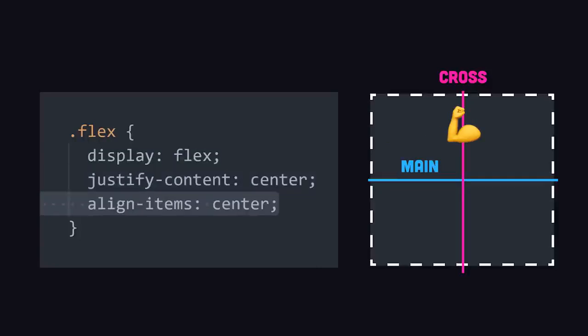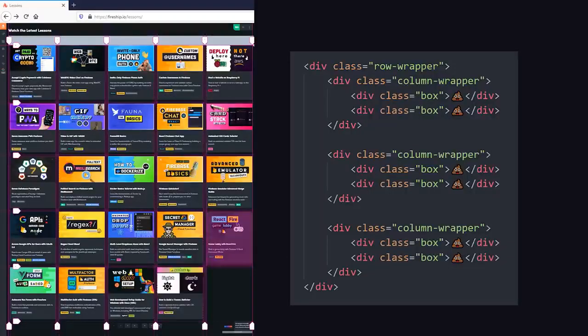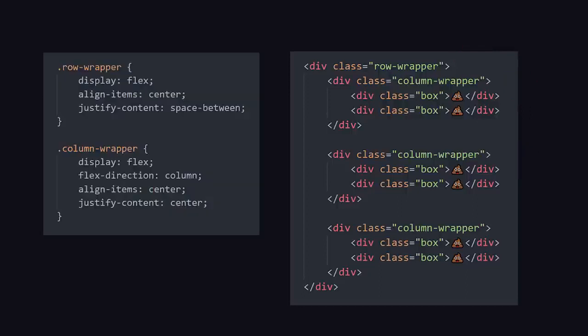Perpendicular to that is the cross axis, and we can move our element to the center with the align items property. Flexbox is usually the first tool I reach for when it comes to layout, but it does have one major drawback. If you have a big complex UI with many intersecting rows and columns, you may end up with a lot of container or wrapper elements in your HTML.